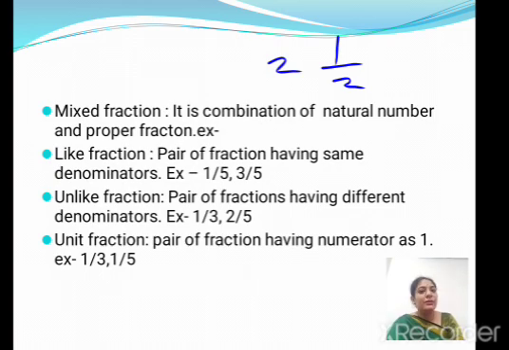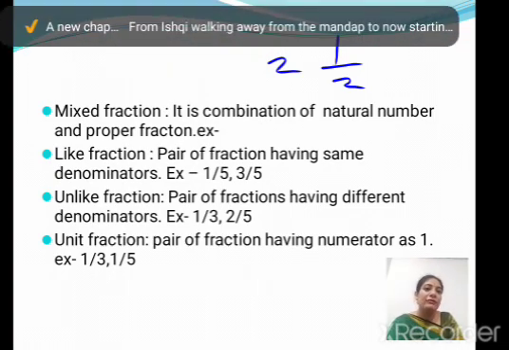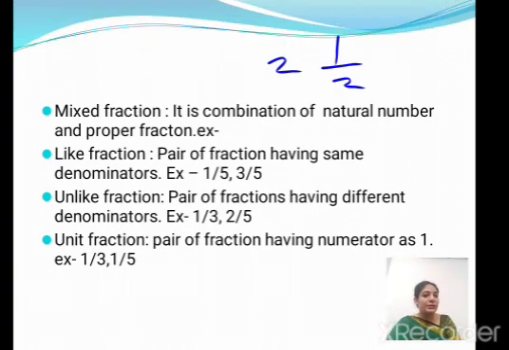Like fractions: a pair of fractions having the same denominator. For example here 1 by 5, 3 by 5, 2 by 5 and so on. Unlike fractions: a pair of fractions having different denominators. Example 1 by 3, 2 by 5. Unit fractions: fractions having numerator as 1. Example 1 by 3 and 1 by 5.